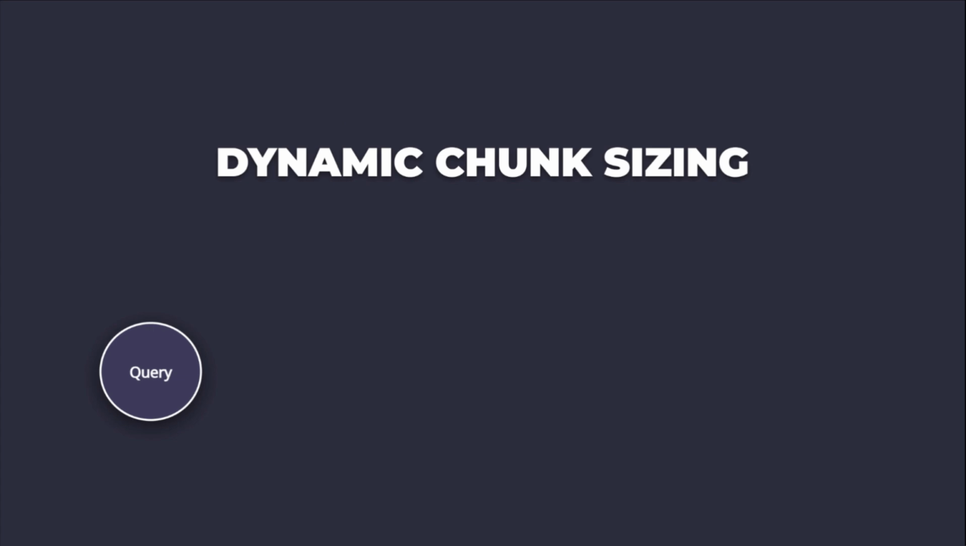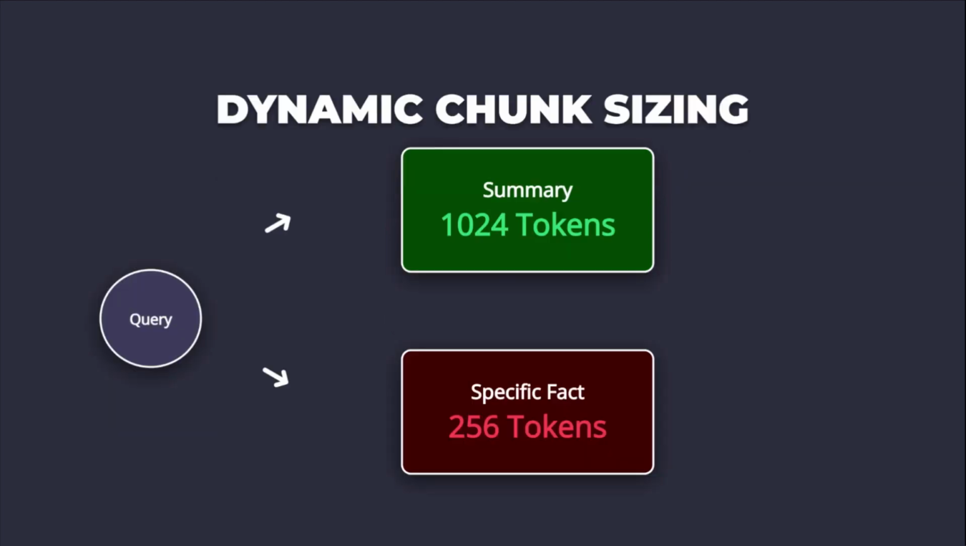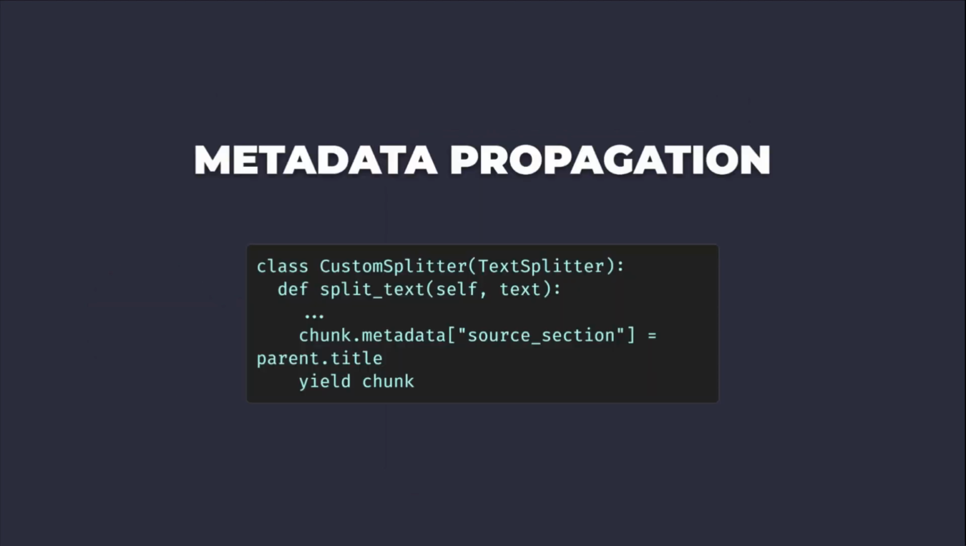Fixed chunk sizes are inefficient when dealing with diverse query types. Implement dynamic chunk sizing based on the expected query complexity. For high-level summary queries, use larger chunks, perhaps 1024 tokens, to capture broad context. For specific fact retrieval, use smaller, targeted chunks of 256 tokens. This requires maintaining multiple vector stores indexed with different chunking strategies, selecting the appropriate index based on a pre-query classification step. Classify the incoming query using a zero-shot classifier to determine if it requires broad context or specific detail retrieval.